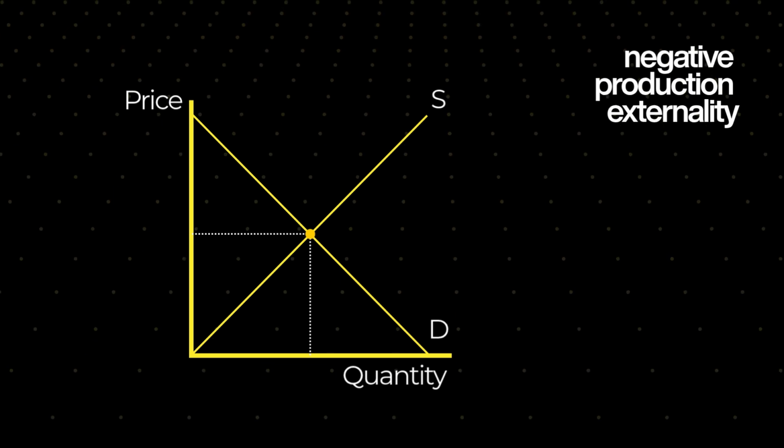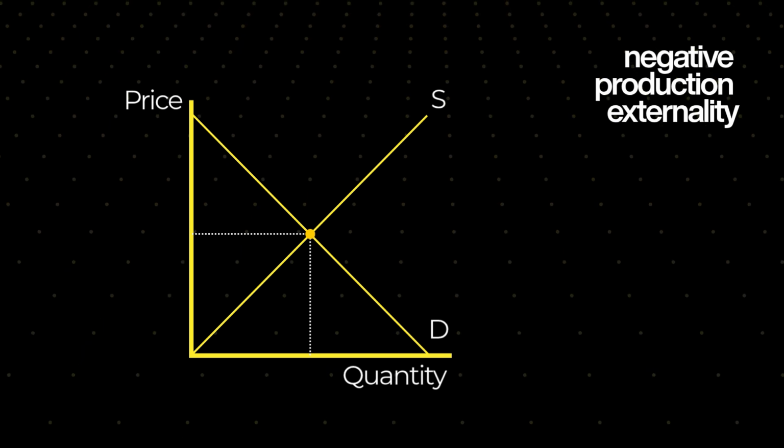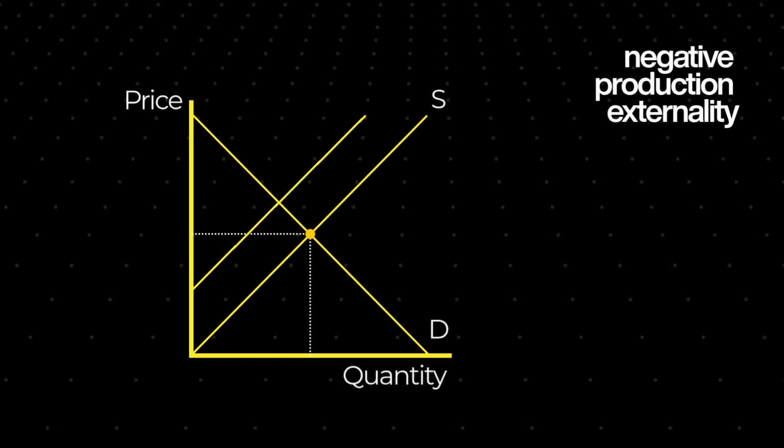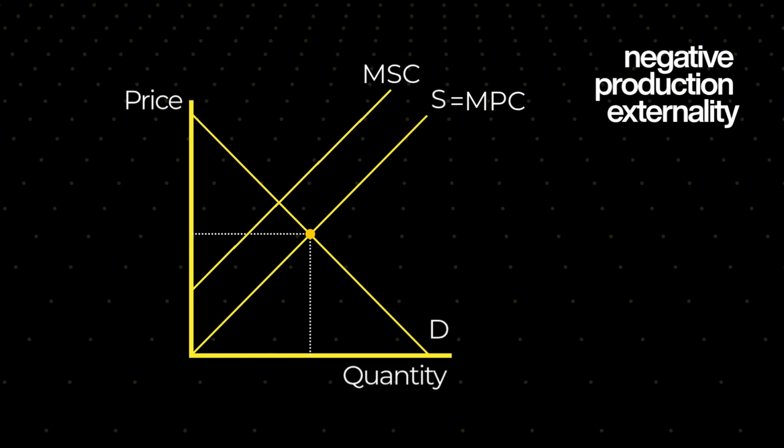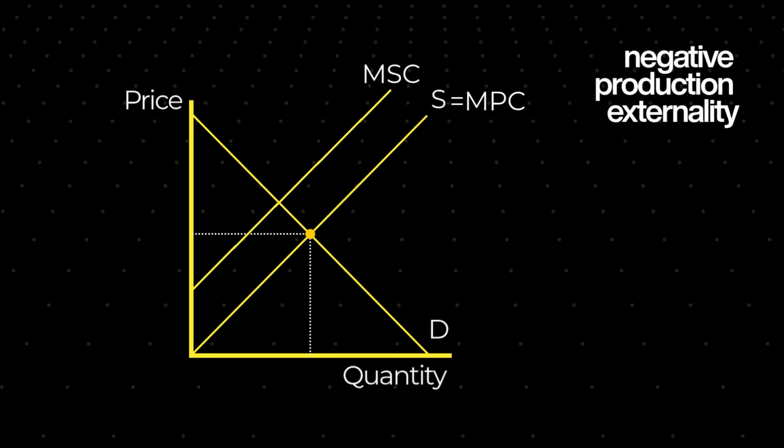Since it's about production, we're going to use the supply curve, which is also a cost curve. And remember, negative externalities mean that society pays a higher cost than the private firm. So we're going to draw the marginal social cost curve above the marginal private cost curve. Again, this represents the additional costs incurred by society that the private firm doesn't need to pay. We can actually measure the amount of additional cost by calculating the vertical height between the two curves.